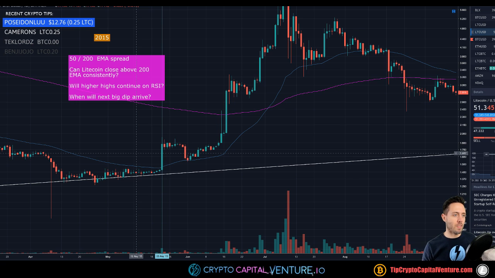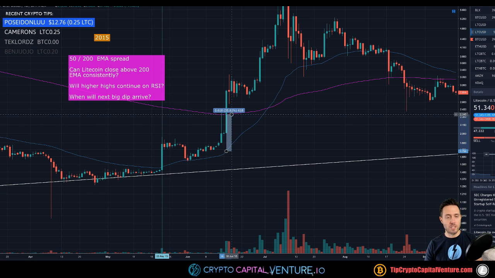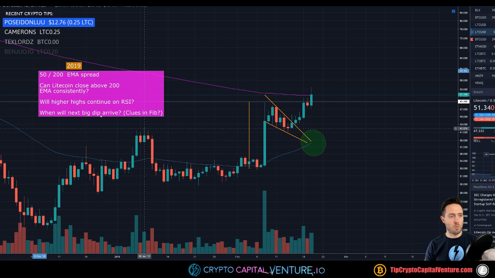So the thing I want to look at is the spread, the 50 EMA to 200. Like how much of a move did Litecoin have to make before actually even crossing over, right? So here's this 200 EMA. Here's that first daily move above. And you can see on that day, Litecoin had a 35% spread from the 50 EMA to the 200 EMA. So let's look at that data and see where we are today.